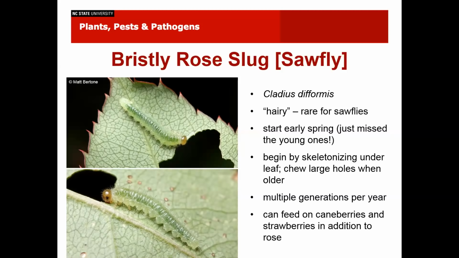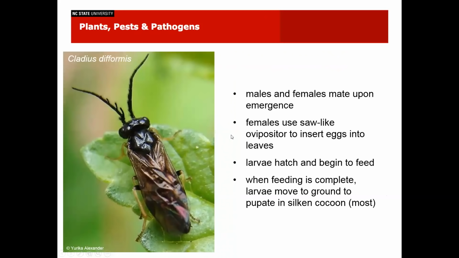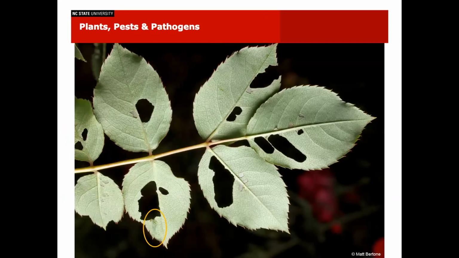Now, these start in early spring. I actually was looking for them. I saw no activity, and then I went away on a trip, and I came back, and then there are holes and all these larvae. So I just missed the young ones. Like many of the sawflies, they begin by skeletonizing the undersides of the leaf, and as they get larger, they will chew holes in the leaf. And these are only about 5 millimeters or so long when they're large. So you can see on the leaflet here, and if we go back, you can see how small they are on a leaflet.